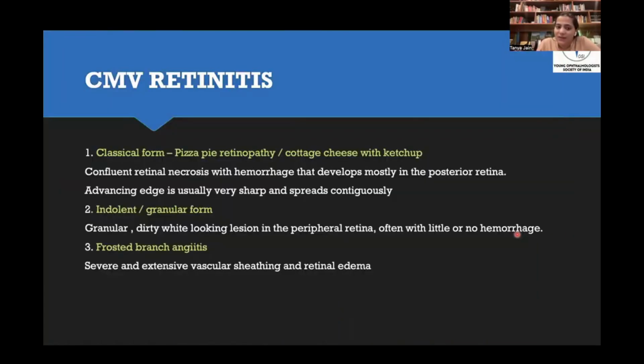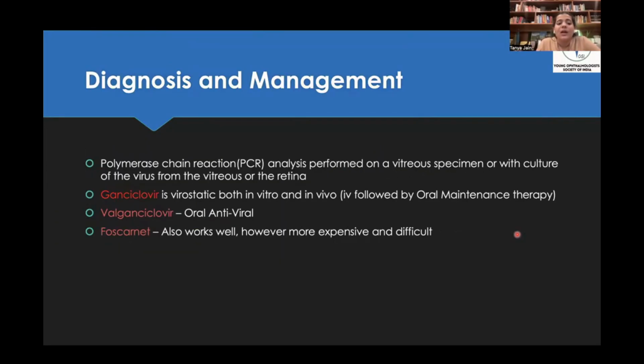Now coming to CMV retinitis. CMV retinitis is usually of three types: classical, indolent, or frosted branch angiitis type. The most common to remember is the classical form, which is known to have a pizza pie or tomato ketchup kind of appearance with posterior pole retinitis lesions along with a lot of hemorrhages. Again, it is a clinical diagnosis. An AC tap can be done to confirm.